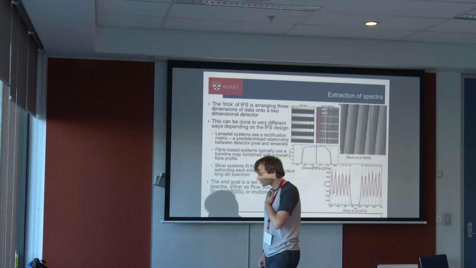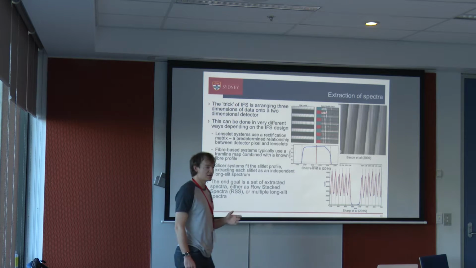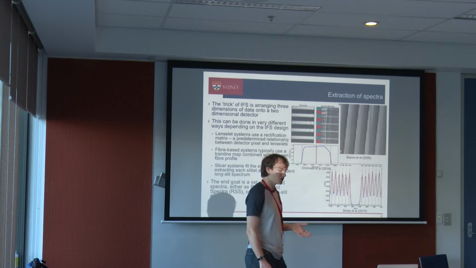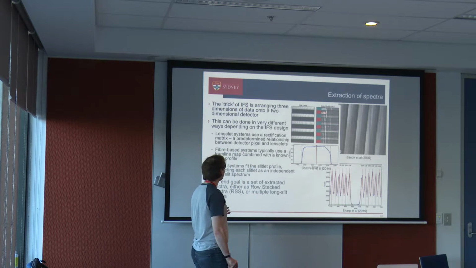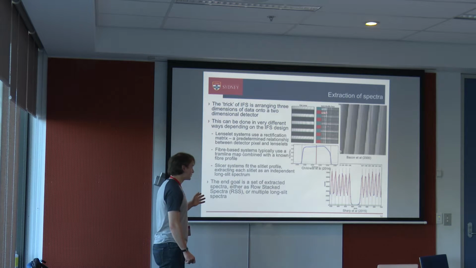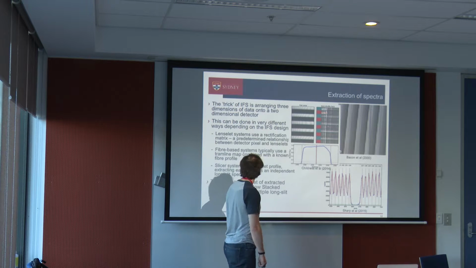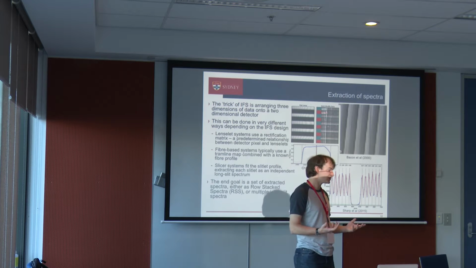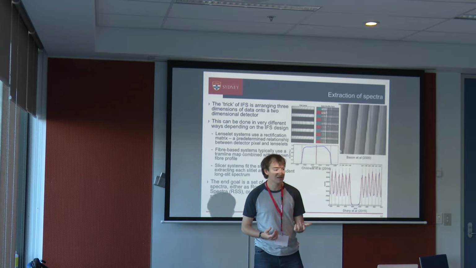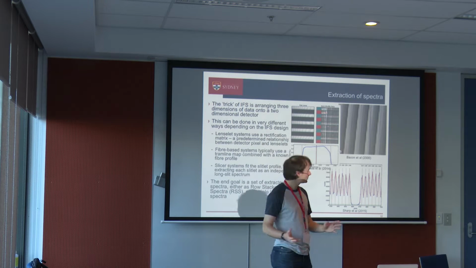Okay, so extraction of spectra. As I've said, the trick to integral field data is taking 3 dimensions of incoming data and arranging it in 2 dimensions of CCD. And different IFU designs do this in very different ways, which means that you have to extract your data in very different ways as well. So lensless systems use what's typically called a rectification matrix. This is a calibration file essentially that says for every XY coordinate on my CCD, that corresponds to XY lambda in data space.